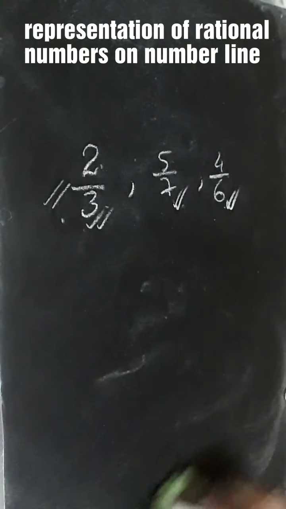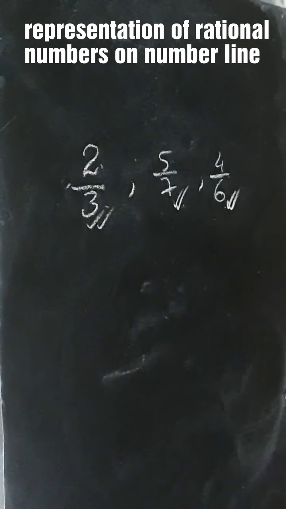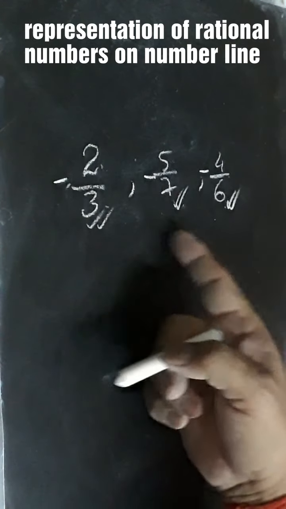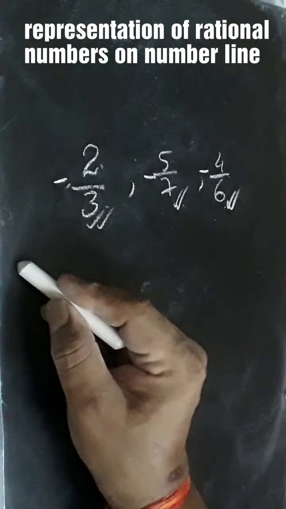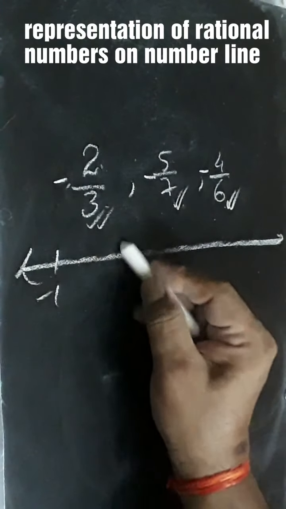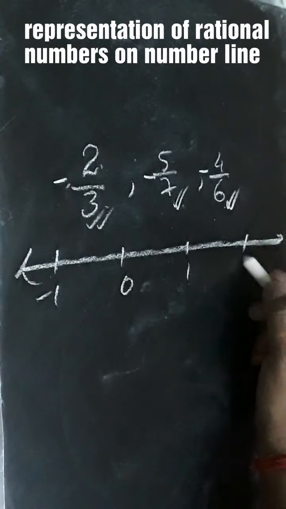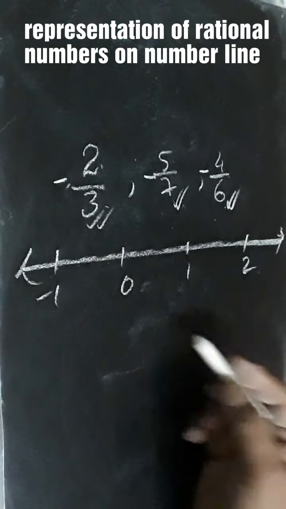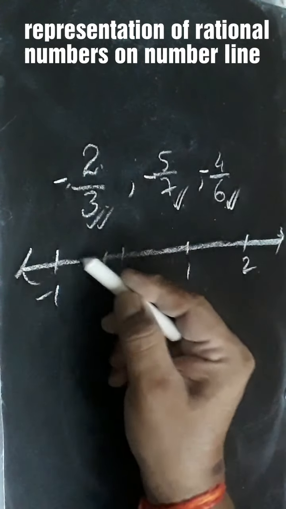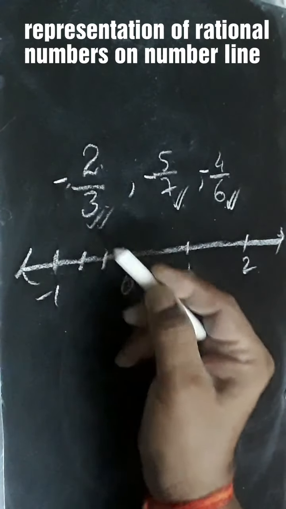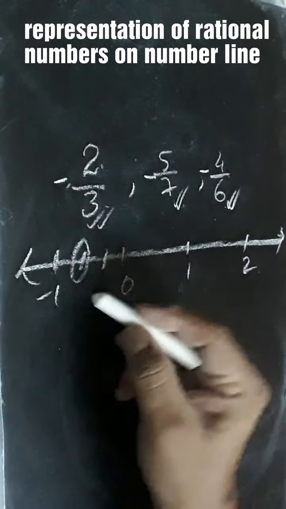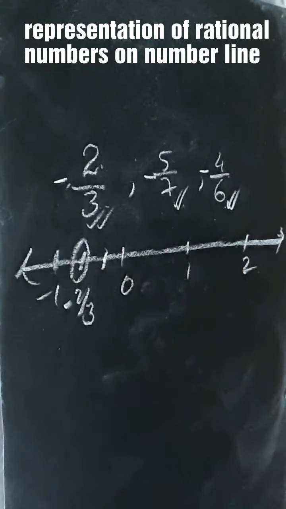Now, if we change the sign, if we make them negative, now they will lie between 0 and -1. Let us see how we will represent them. This is -1, 0, 1, 2 and so on. Now we will divide 0 and -1 into 3 equal parts: 1, 2, 3. Now we have numerator 2, so 1, 2. So this will represent -2 by 3.